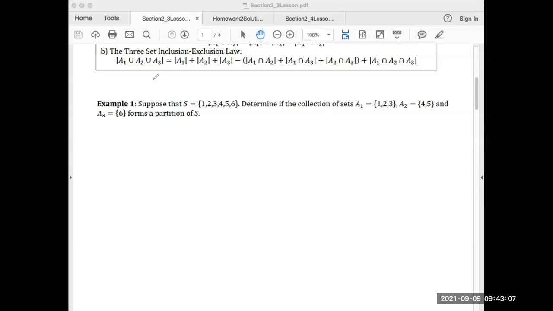All right, so example 1, suppose your S is 1, 2, 3, 4, 5, 6. So that's your universe. Determine if these sets form a partition. So I basically have set 1 is 1, 2, 3, set 2 is 4, 5, and set 3 is 6. So if you put all the elements of these sets together, that means the union, we want all the elements of the original set to be accounted for. So if you list them, you get 1, 2, 3 from the first set, 4, 5 from the second, and 6 from the third. And you go, yes, this is equal to the original set. Okay, so that first condition is fulfilled. So condition 1 is done.